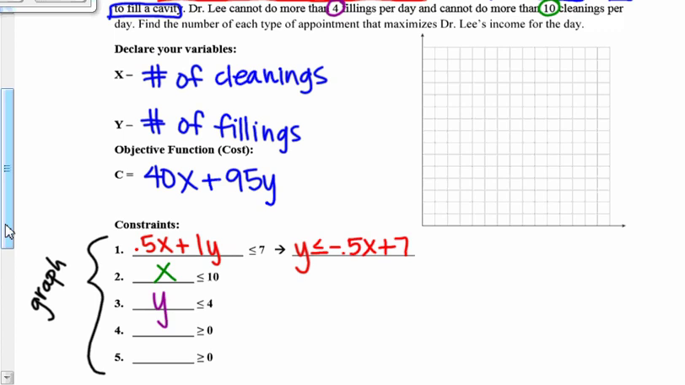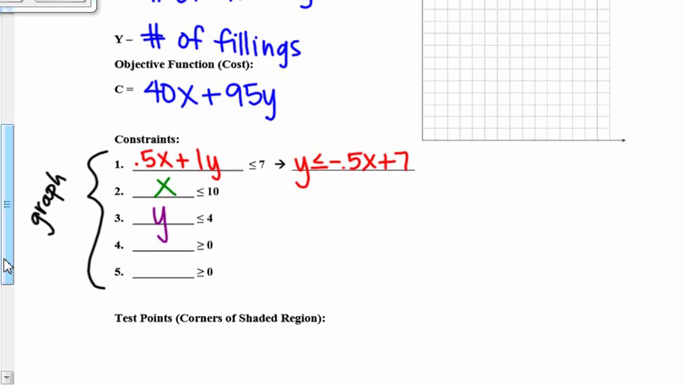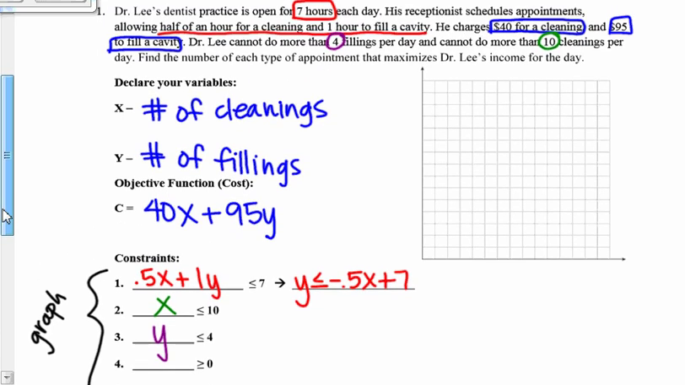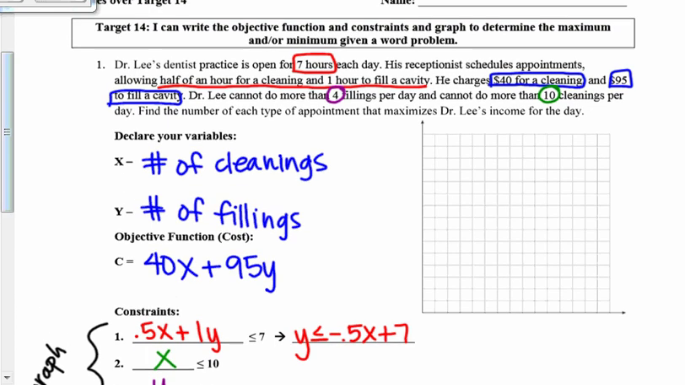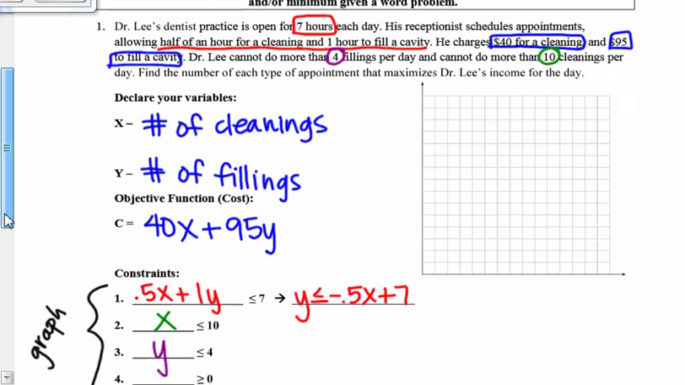Now these last two constraints are going to be pretty consistent throughout the entire lesson today. I'm going to be adding these to every single one. Something has to be greater than or equal to 0, and then something else has to be greater than or equal to 0. That is just common sense. When Dr. Lee's receptionist schedules appointments, there is no way that she is going to be able to schedule -1 appointments. You cannot schedule negative numbers of appointments. You can either schedule none or you can schedule positive numbers.